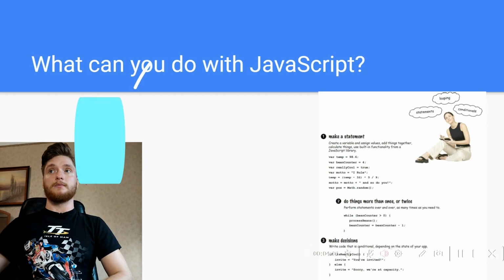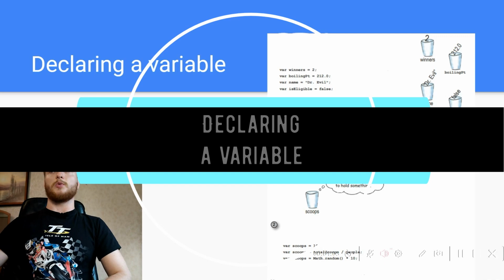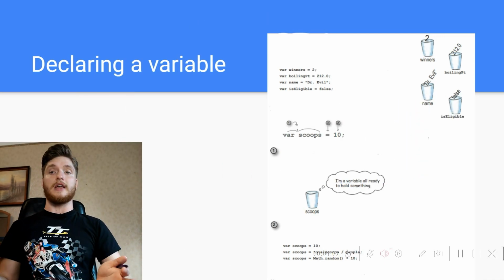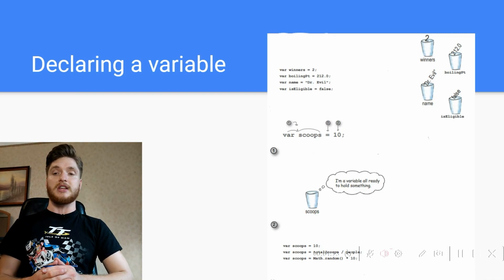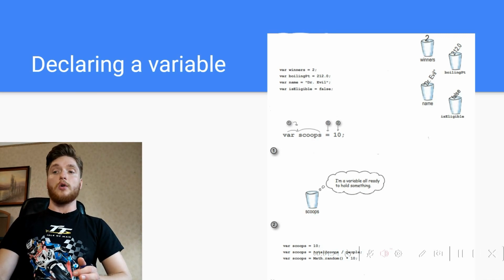Declaring a variable. Variables hold things. With JavaScript, they can hold lots of different things. Let's declare a few variables that hold things: integer numeric values, floating point numeric values, strings of characters, which we call strings for short, or a boolean value, which is true or false.